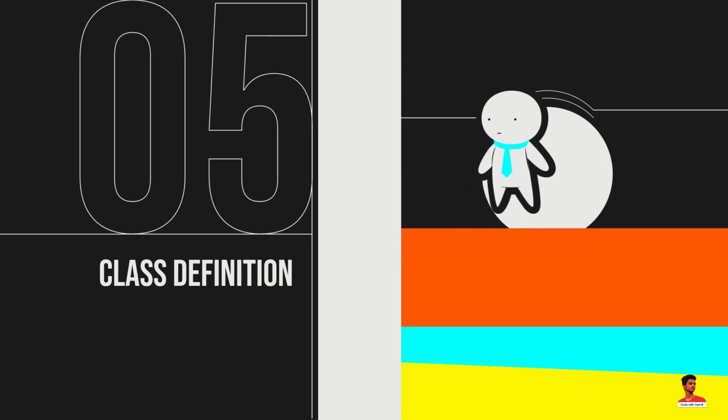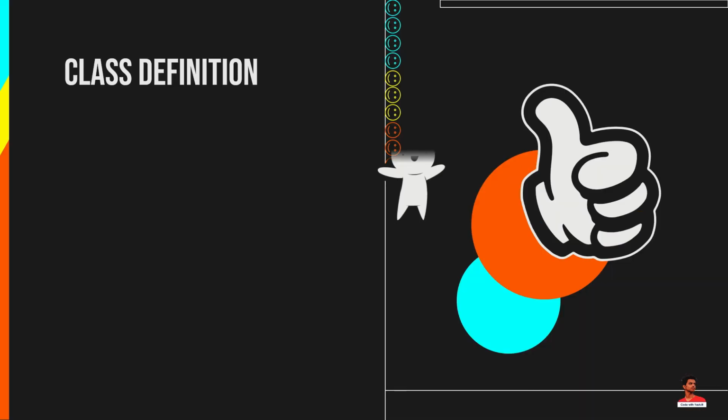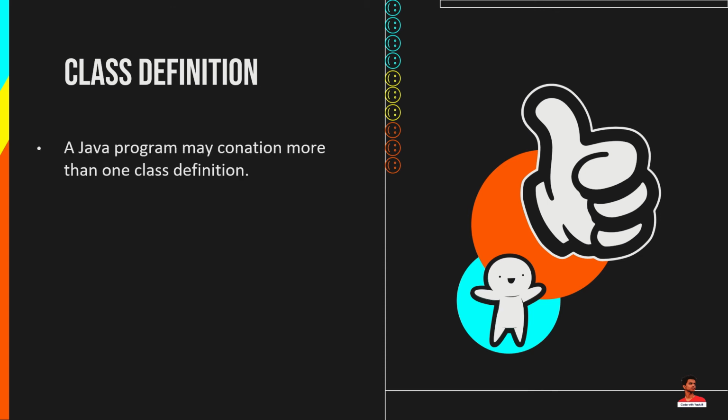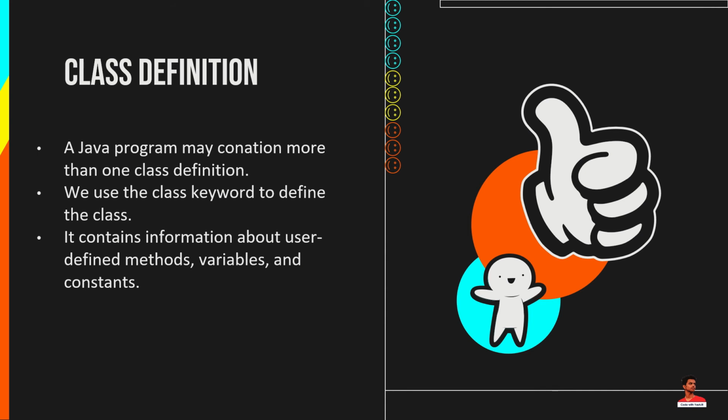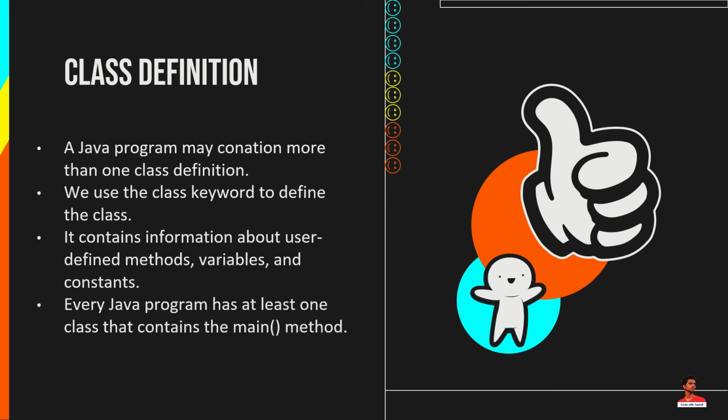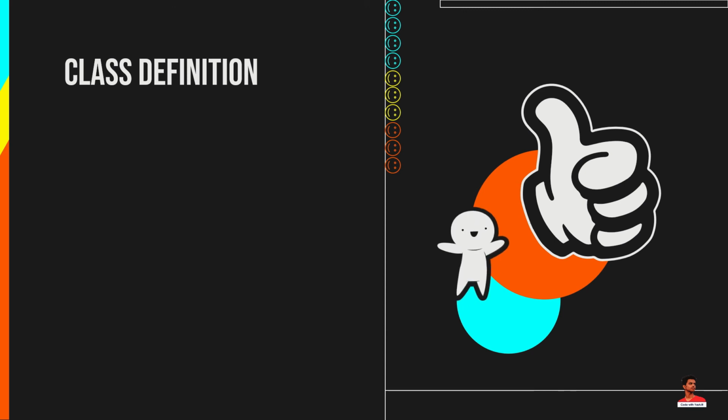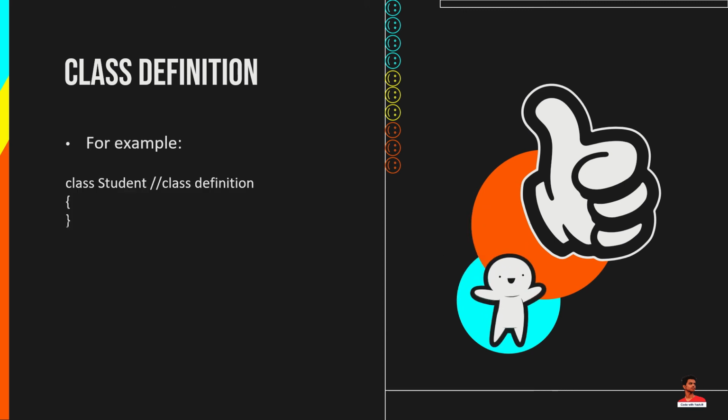In this section, we define the class. It is a vital part of a Java program. Without the class, we cannot create any Java program. A Java program may contain more than one class definition. We use the class keyword to define the class. It contains information about user-defined methods, variables, and constants. Every Java program has at least one class that contains the main method. Here is an example of a class definition.